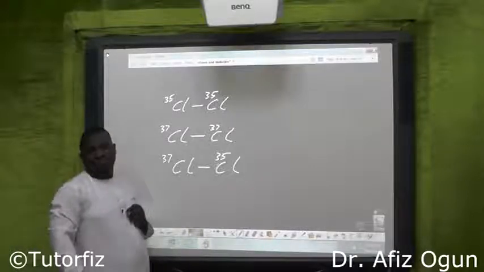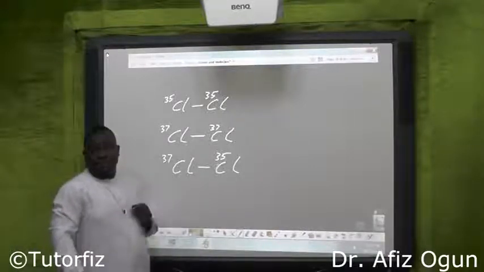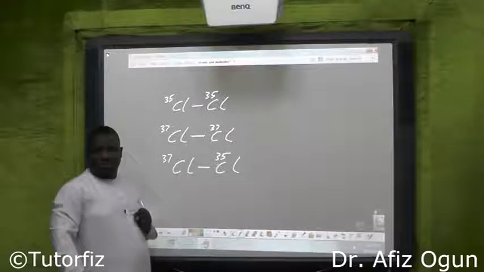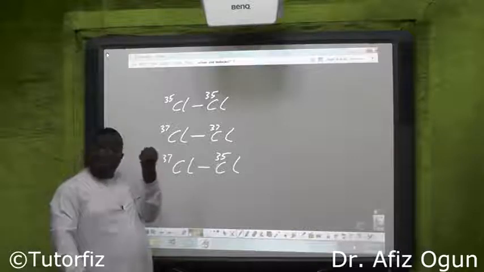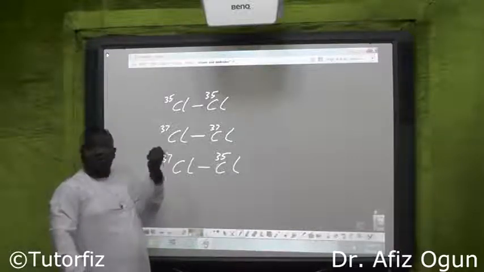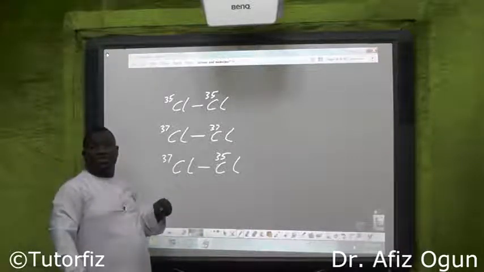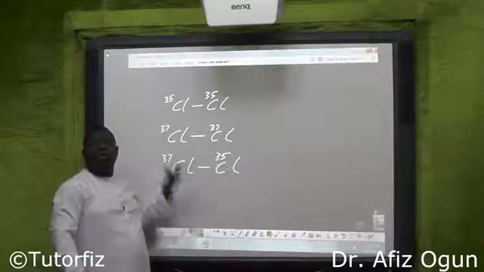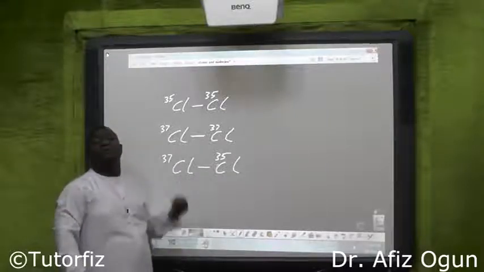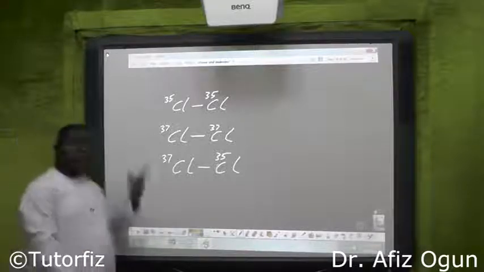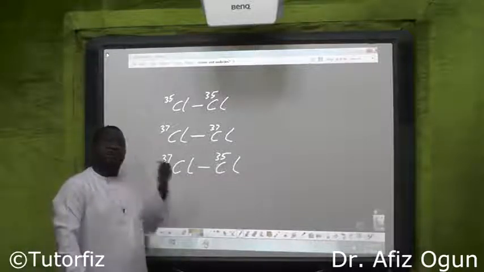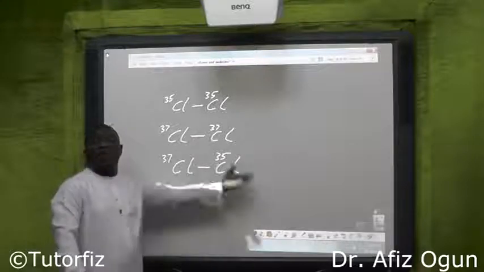Now, what if during ionization, because the molecule is also an entity, also a unit, we do not have only atoms, but some of them come out as molecules? The bombardment happens and some of them come out as what? As molecules.